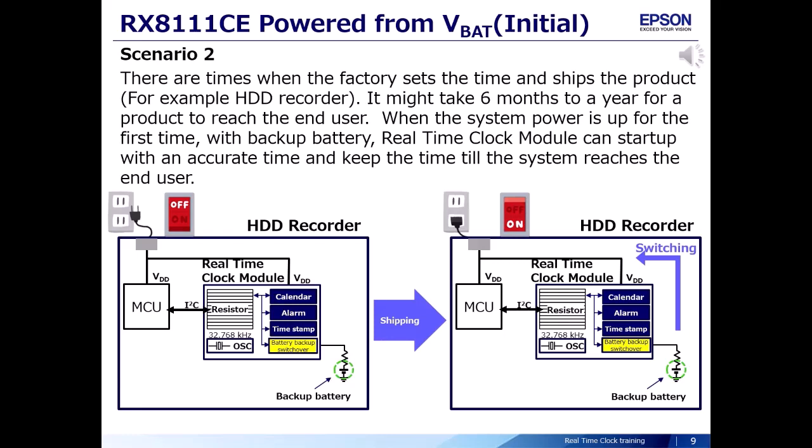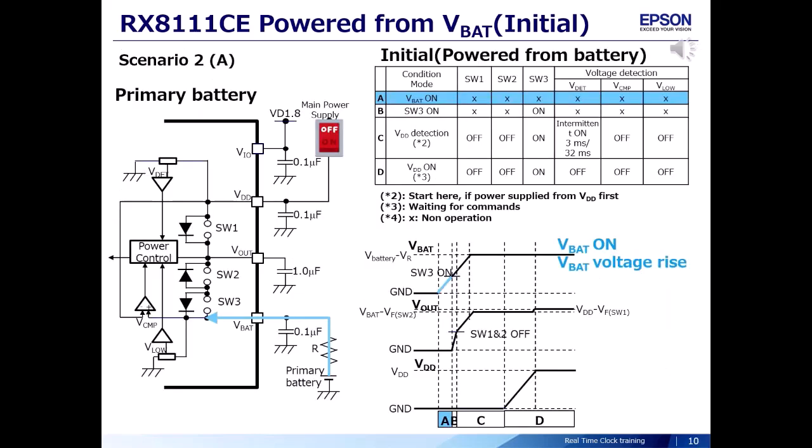This section explains the initial operation of RX8111CE, when power is supplied first from the backup battery. Scenario 2, Case A. First, the power supply from the backup battery starts. The voltage of the VBAT will rise.